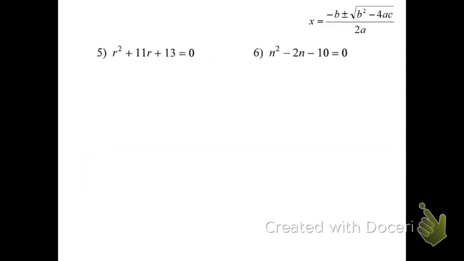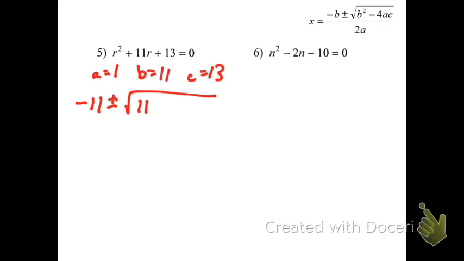Okay. Now let's see here, I'll do 5. So now we have a is equal to 1, b is equal to 11, and c is equal to 13. Okay, so it's going to be the opposite of b, so the opposite of 11, plus or minus the square root of 11 squared minus 4 times 1 times 13. That's all over 2 times 1.